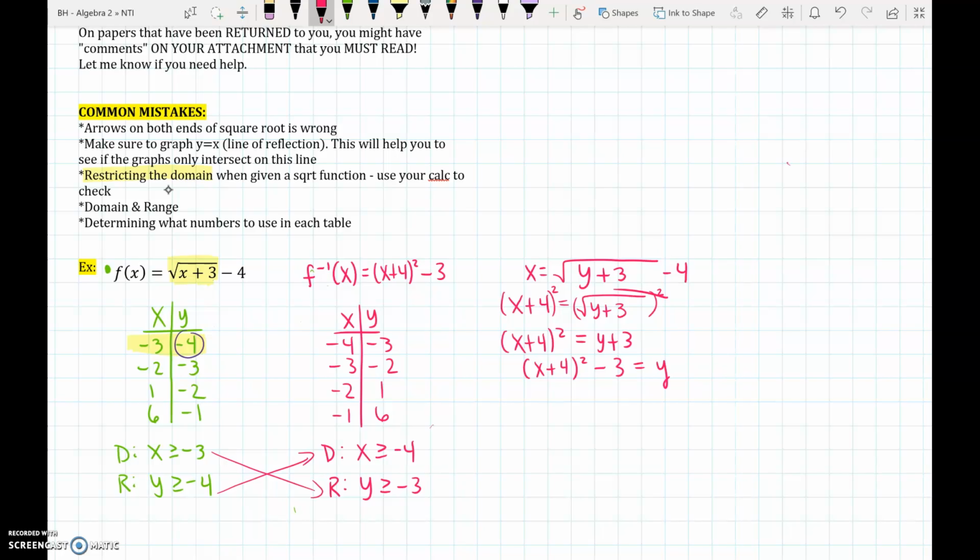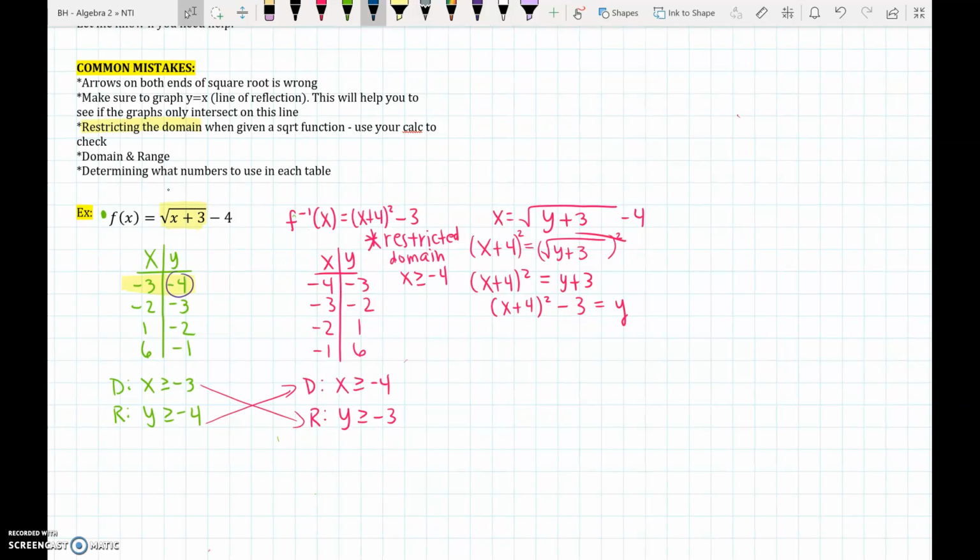Now, this is the one where you have a restricted domain. So when you write out the inverse, you actually need to tell your audience or your reader that it's a restricted domain, and x has to be greater than or equal to -4. And that's because this is a parabola, okay? So the inverse of this square root function is a U shape, but we only want to reflect it over y equals x and have half of that. So we need to actually state that.